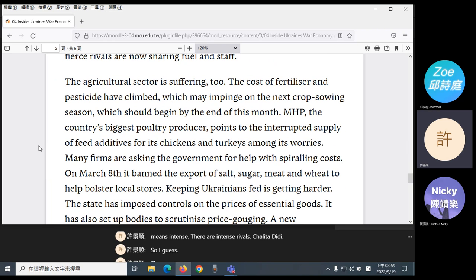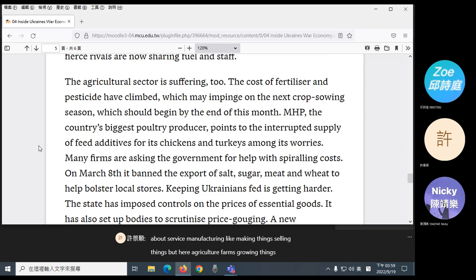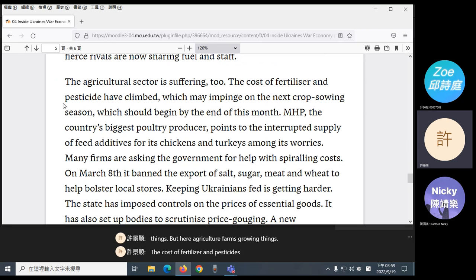The agricultural sector is suffering too. So above we talked about service, manufacturing, like making things, selling things, but here agriculture, farms, growing things. The cost of fertilizer and pesticide have climbed, which may impinge on the next crop sowing season, which should begin by the end of this month. So fertilizer is what you use to help plants grow. And pesticide, you use to kill bugs.